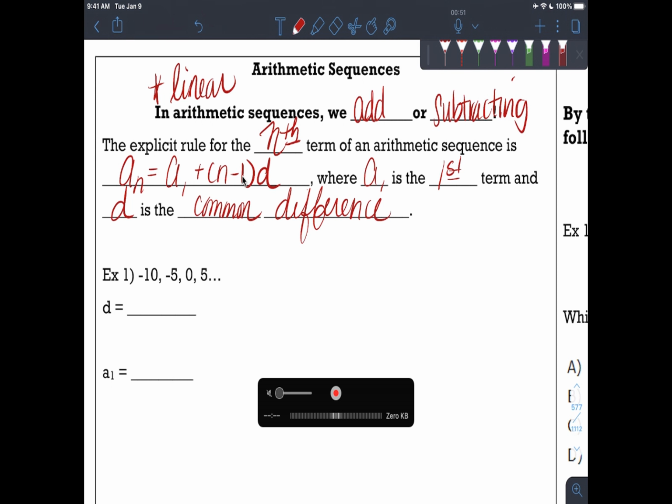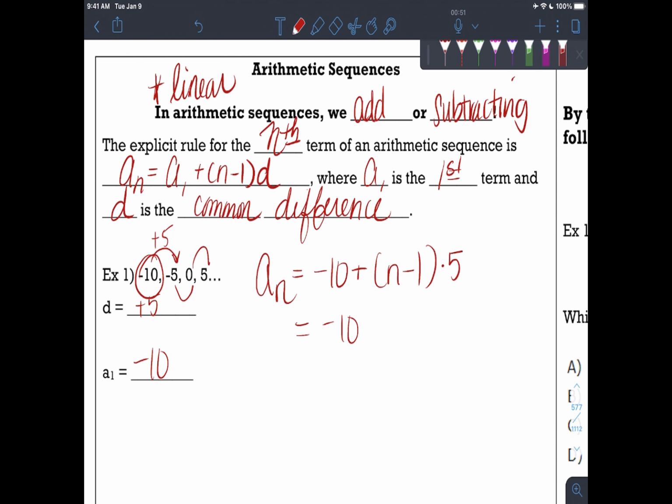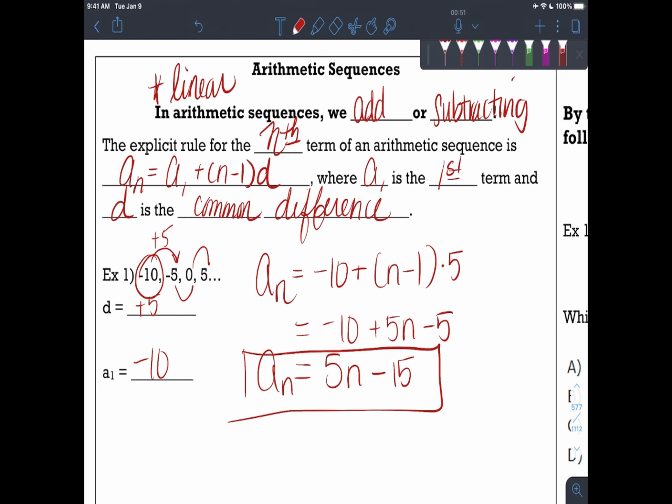So I'm going to look, and it looks like from here to here, we added 5, and that pattern holds true. So d is equal to positive 5. The first term that I see is negative 10. So I say a sub n equals negative 10 plus n minus 1 times 5. And if I wanted to simplify this, I could: negative 10 plus 5n minus 5, 5n minus 15. And this would be what the calculator would give me.